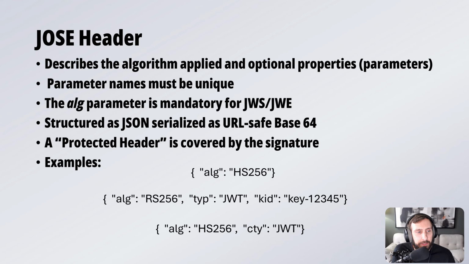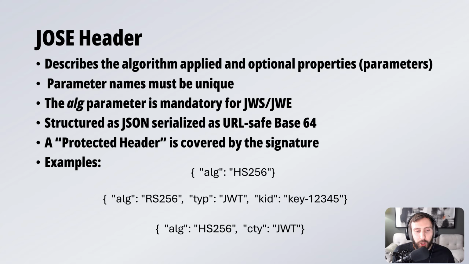And the structure of this, just like the payload, is of course serialized JSON, and it too gets base64 URL safe encoded. I noted before that a protected header is one that is covered by the signature, where the signature algorithm is applied to the header, and therefore you're guaranteeing in that token the integrity of the header, or at least you should be if your validation logic is working correctly.